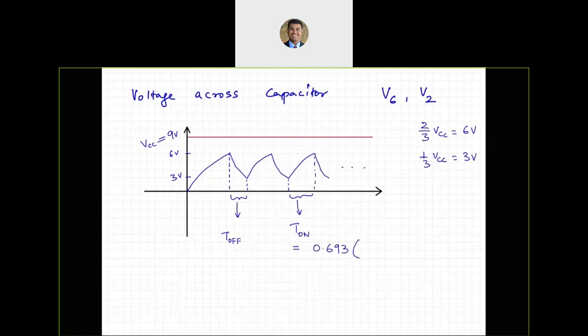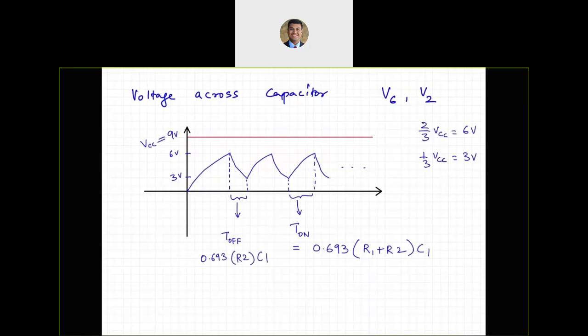And during the on cycle, during the charging cycle, what is the time constant? We said 0.693 times RC in the previous discussion. In this case, there is no single R and C. There is R1 and R2 and C1. So for on, it is going to be 0.693 times R1 plus R2 times C1. For off, it is going to be 0.693 times R2 times C1.